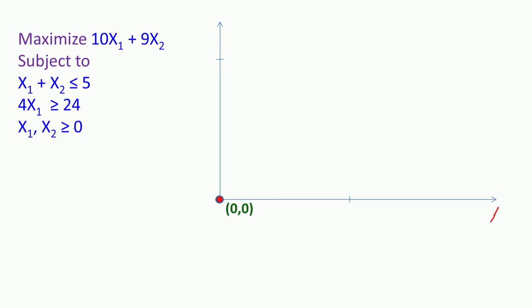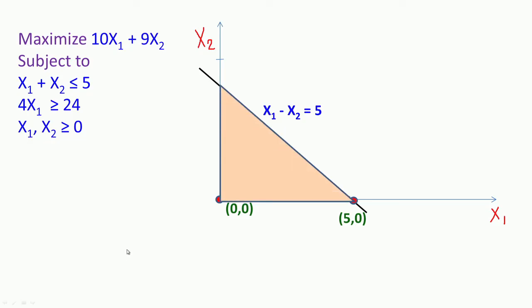We have the same problem, we draw the axis with 0 and 0. Now, this is for variable x1 and this is for variable x2. We now draw the two lines. x1 plus x2 equal to 5 is drawn here with points 5, 0 and 0, 5. This is the point 0, 5.